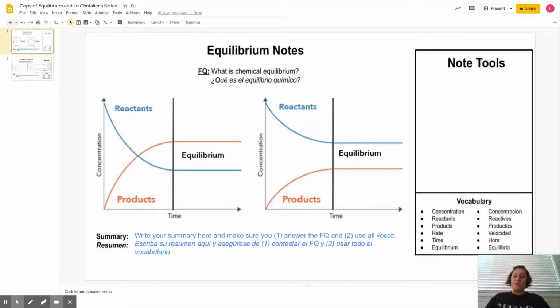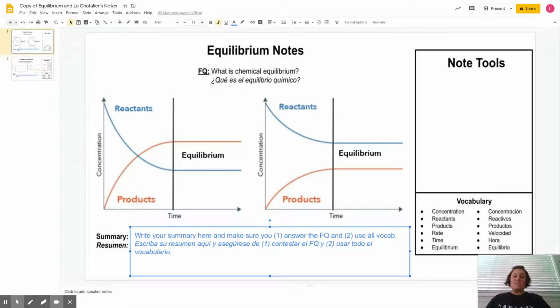So down here, I'm going to ask that you pause the video again to write a summary. What you're going to do is click on the box here and you can delete all of this, okay? But in your summary, you need to answer the focus question. Describe to me what equilibrium is based off of what we discussed in these graphs. And you need to use all of these vocab words over here, okay? So go ahead and pause the video while you write your summary.